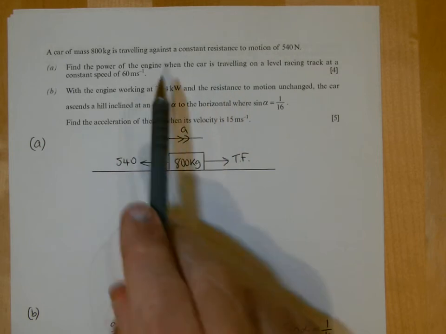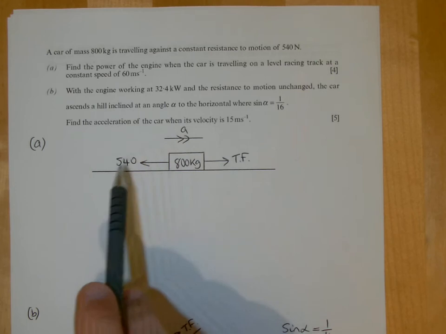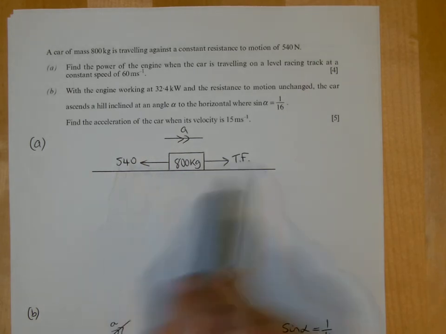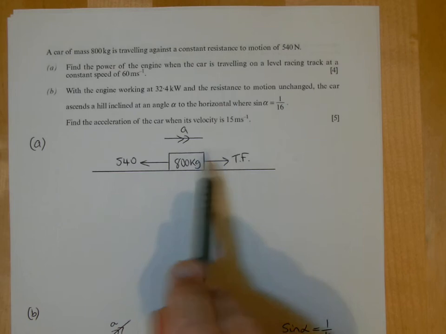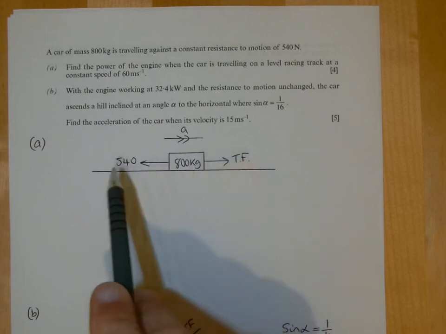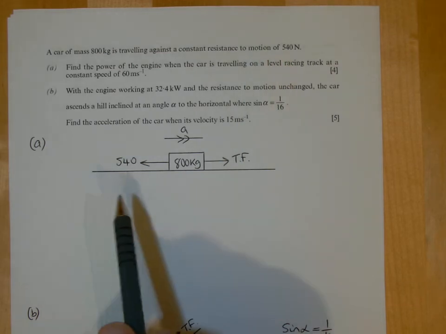Part A says that the car is travelling on a level racing track. So I've got a horizontal track here, and I've labelled the horizontal forces. We've got the tractive force, the force that's created by the engine pushing the vehicle forward. We've got a resistance of 540 newtons, that's what's given to us in the question.